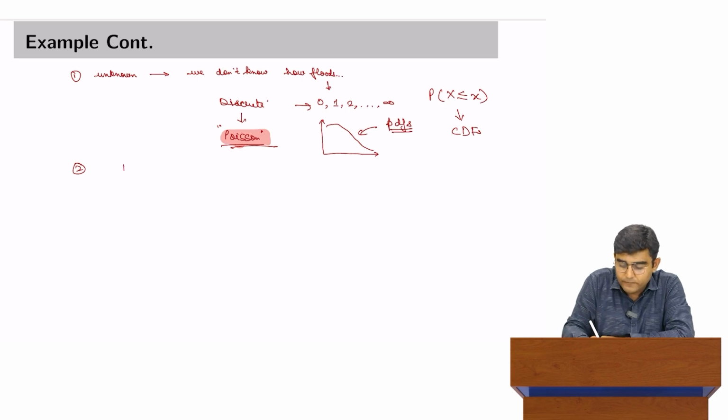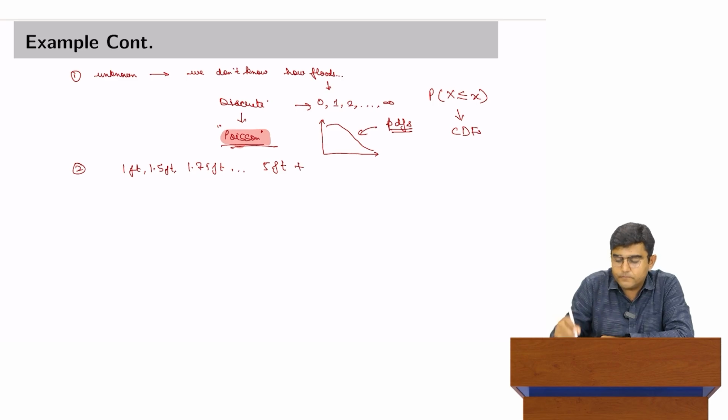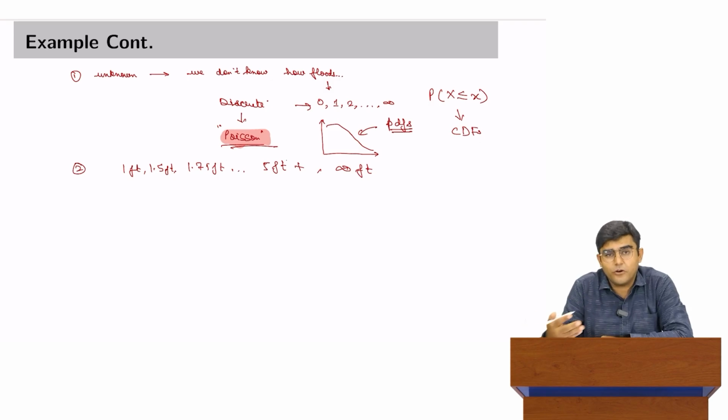Would it be 1 feet? Would it be 1.5 feet? Would it be 1.75 feet? Or would it be 5 feet above the average level? Or would it be infinite feet above the average level of the river?